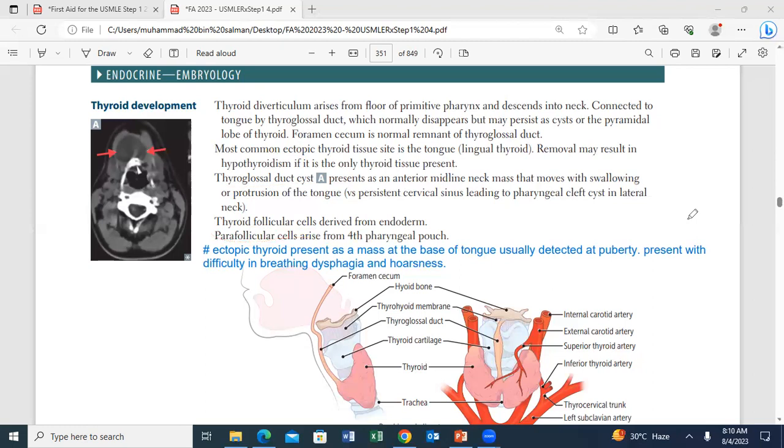Thyroid follicular cells are derived from endoderm. These derivations are particularly high yield. They may test this knowledge of yours. And parafollicular cells are derived from the fourth pharyngeal pouch. This is the embryology of thyroid discussed in First Aid.